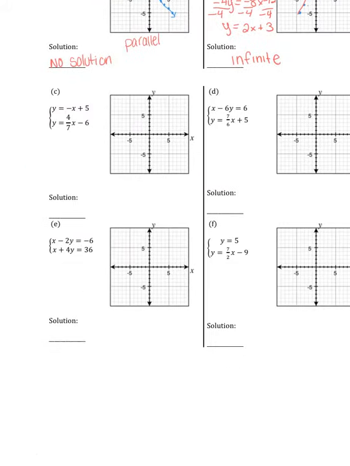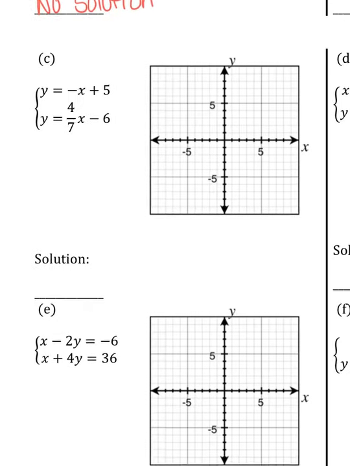Looking at example C, so it's nice. They're both in slope-intercept form. Let me go ahead and zoom up on this. So I'll start for this one at 5, and I go down 1 and over 1. Again, putting plenty of points because I don't know where they're going to intersect. I'm kind of hoping that's enough. And then I'll plot that one in red.